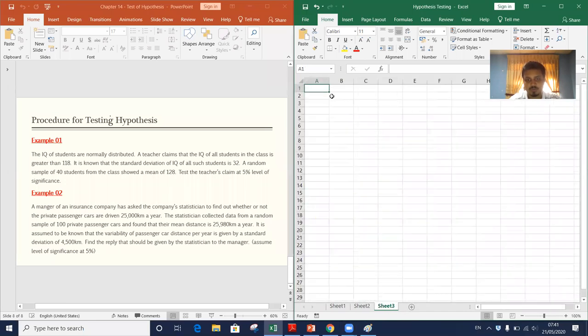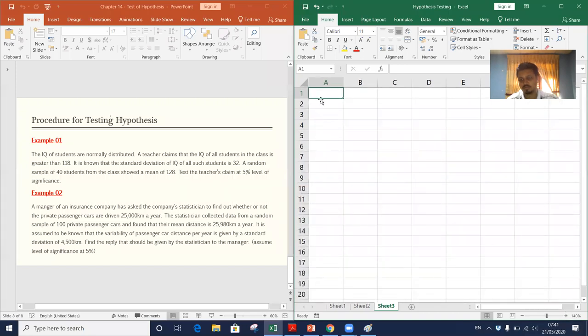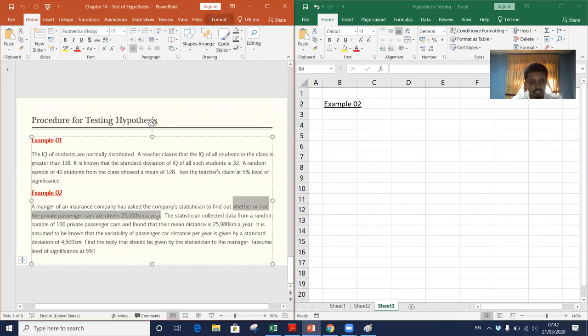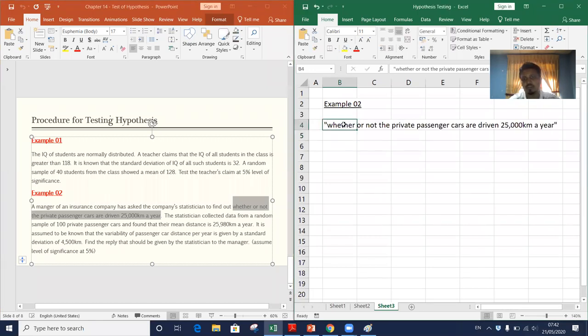Example 2. What it says? The manager of an insurance company has asked the company's statistician to find out whether or not the private passenger cars are driven 25,000 kilometers a year. This is what he needs to find.